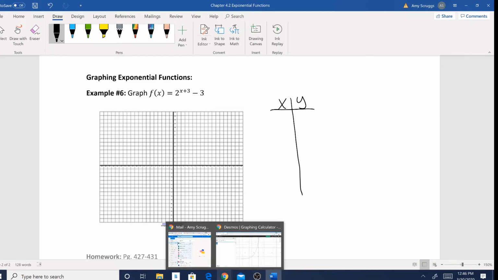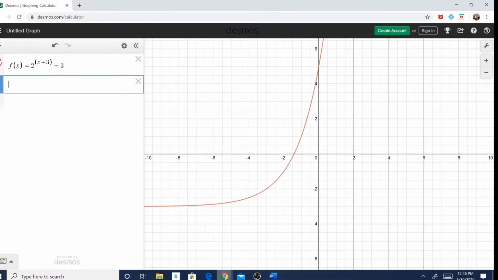Okay, going back to Desmos here, I already have it typed in, and as you can see, I had to actually put the exponent in parentheses to keep it all as the exponent. But make sure you call it f of x. And I see the graph over here, so I have an idea of what this is going to look like.